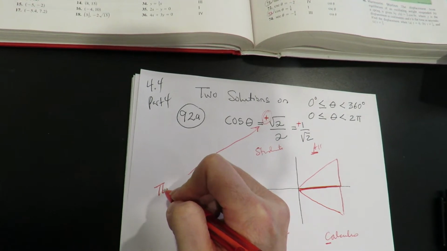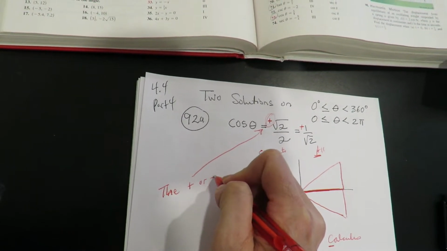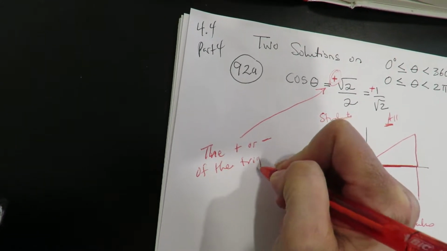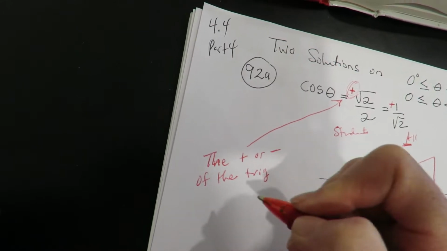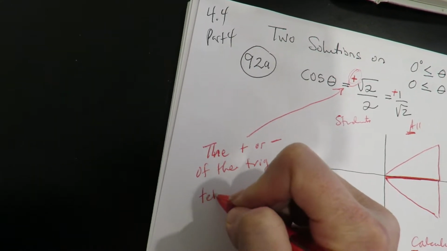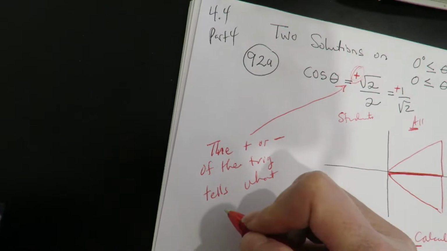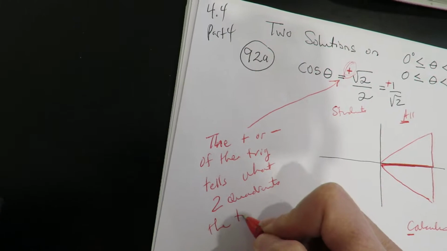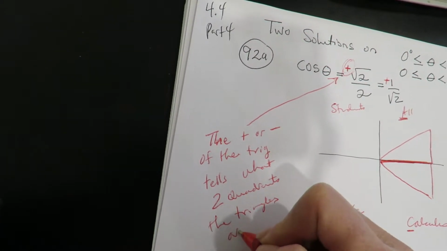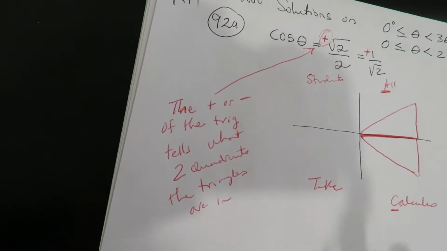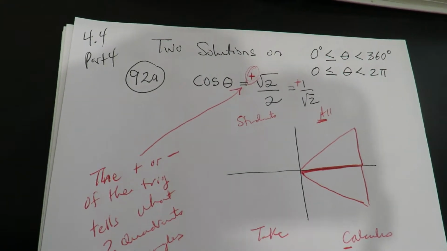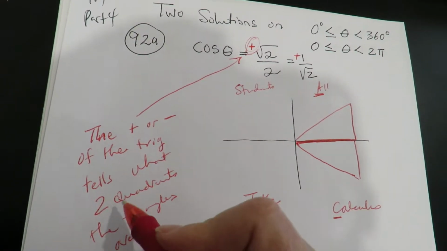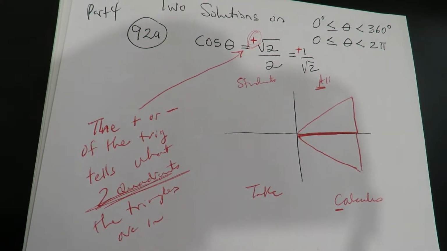The positive or negative of the trig tells what 2 quadrants the triangles are in. Okay, I'm just making a big deal out of that because it is so not obvious. It is so not obvious that I want to make a huge deal out of that. So the plus or minus tells you what 2 quadrants you're in.